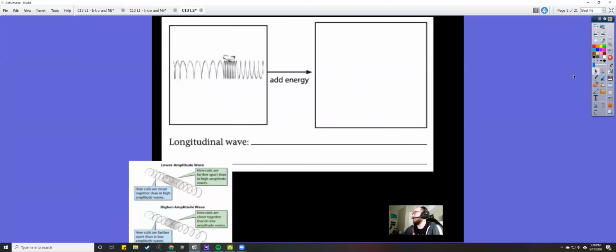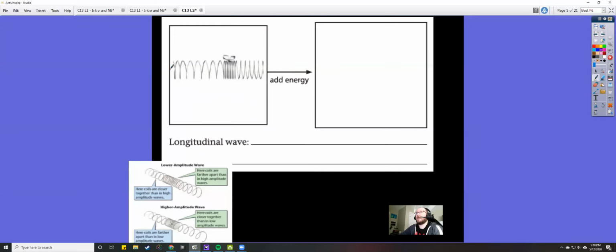Actually, there is more to go over. If we're talking about transverse waves, we have another type of mechanical wave that we need to talk about, and that would be our longitudinal waves. Can't believe I forgot about that. So for longitudinal waves, you can measure the amplitude of those as well.